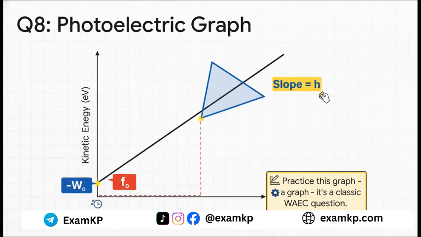Now, for the insight. This photoelectric effect graph is a WAEC favorite. It shows up all the time. The easiest ways to lose marks are picking a bad scale for your axes or not reading the intercepts carefully. Practice this one until you can do it in your sleep. It's worth a lot of points.